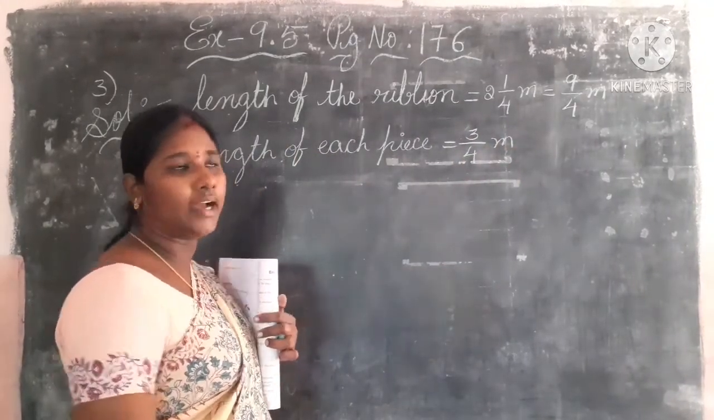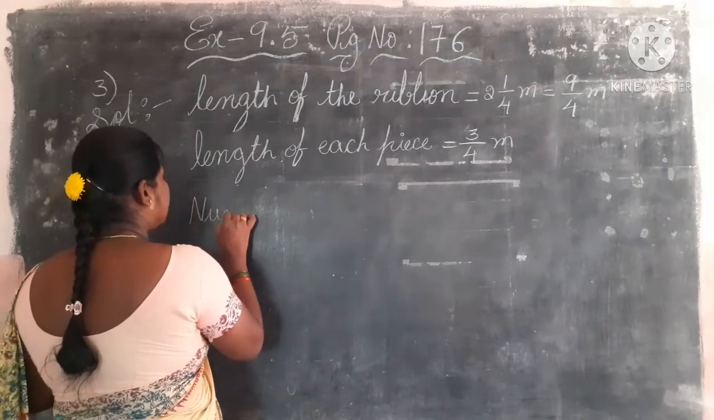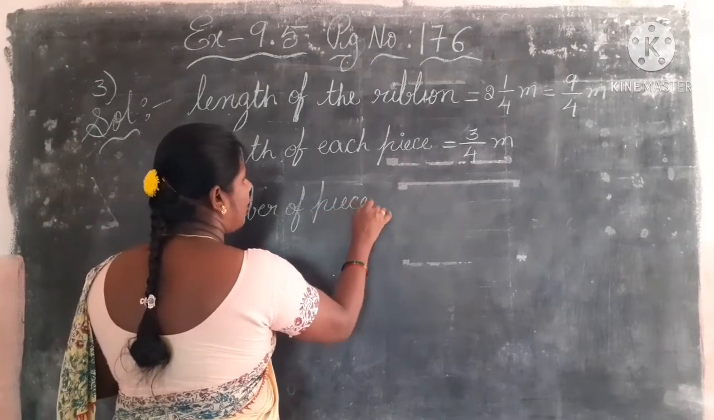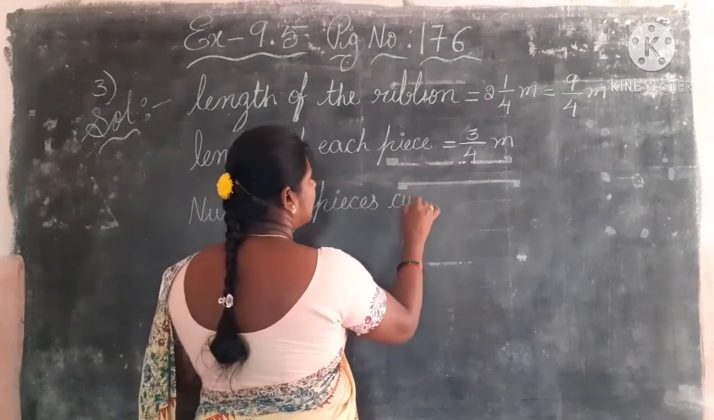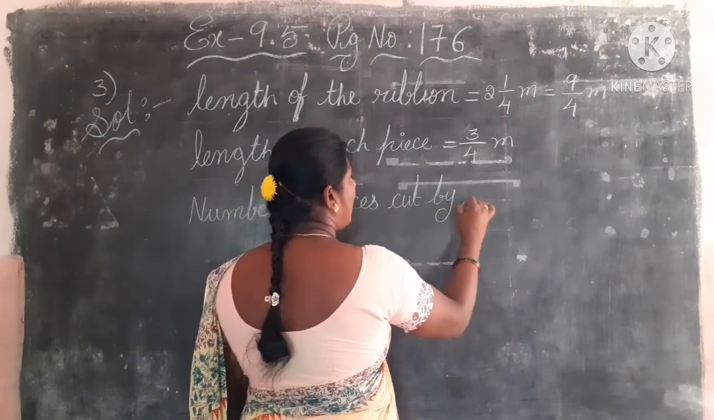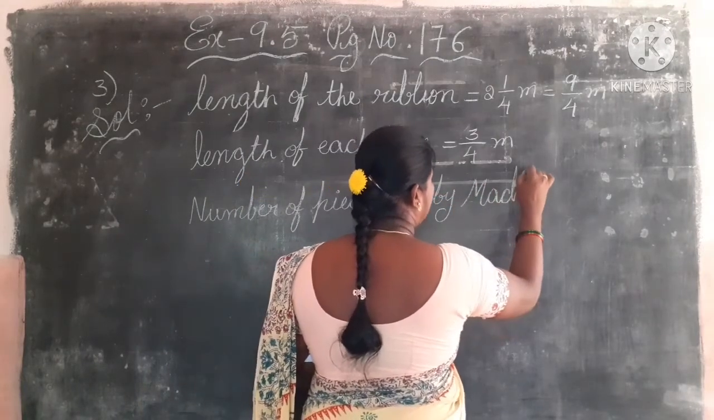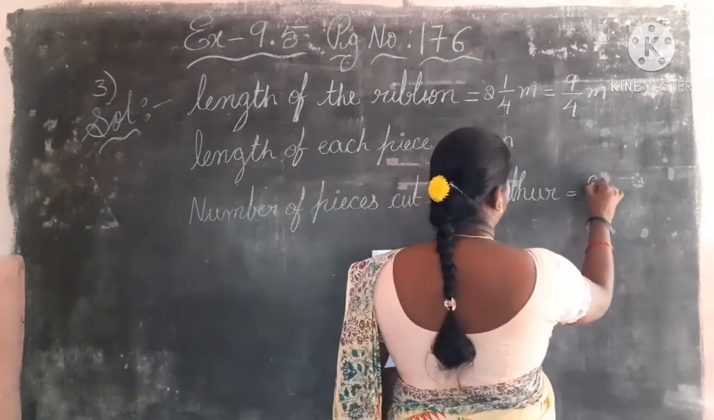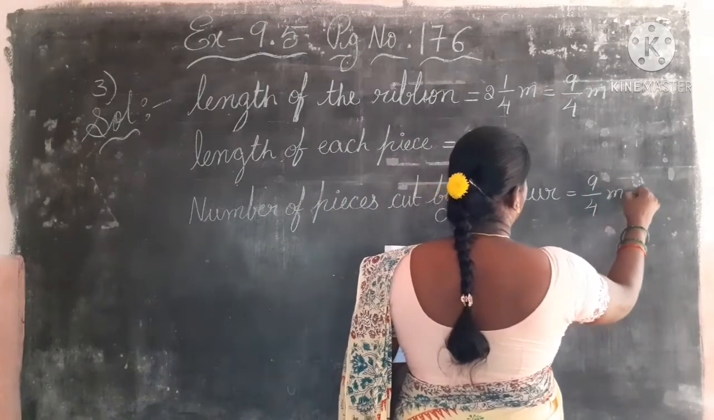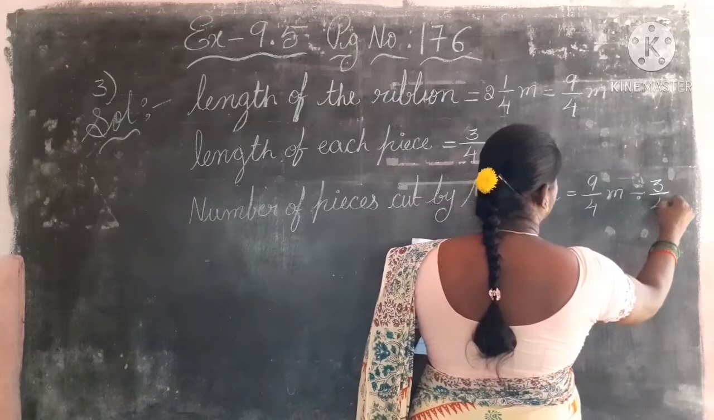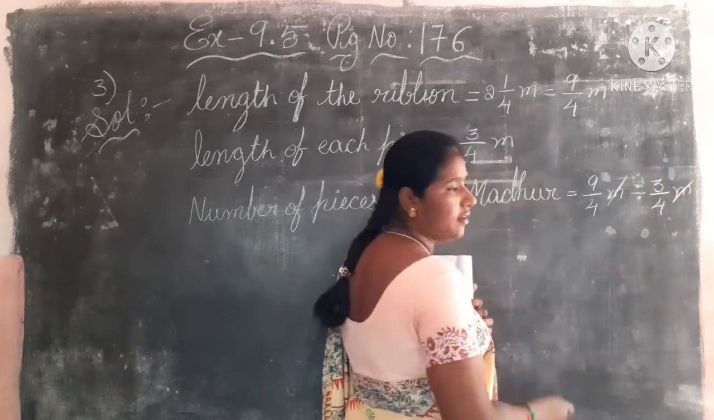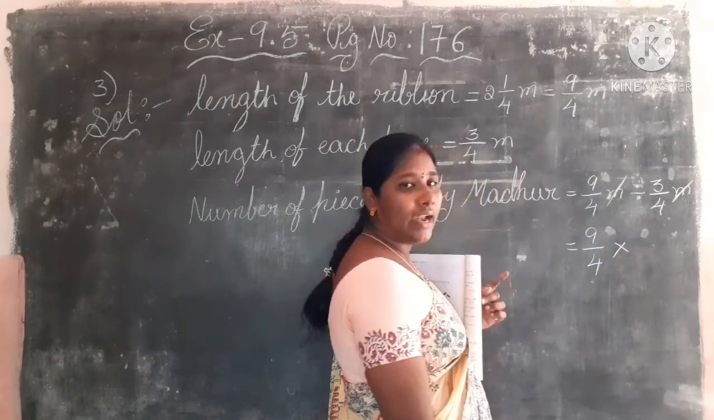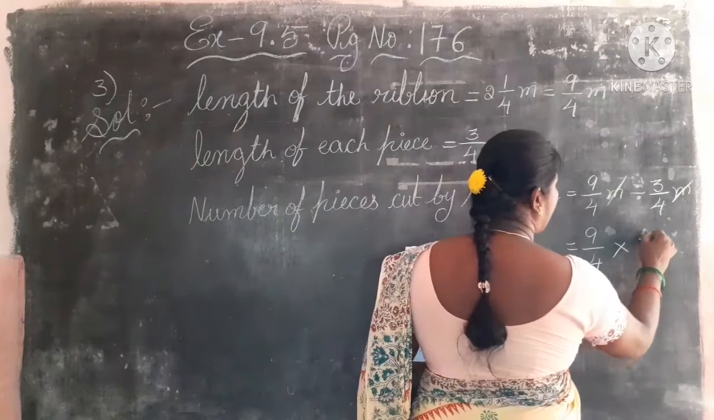How many pieces did she cut? Number of pieces cut by Madhur. So what we have to do is the division. So 9/4 meters divided by 3/4 meters. So here meters cancel. In the place of division, when we write into, we have to write the reciprocal of 3/4. What is the reciprocal? 4/3.